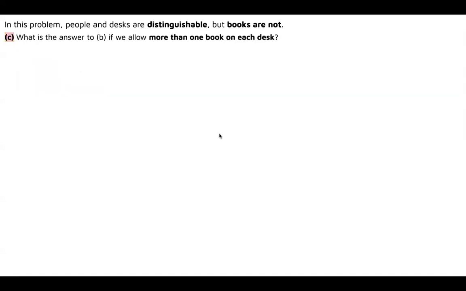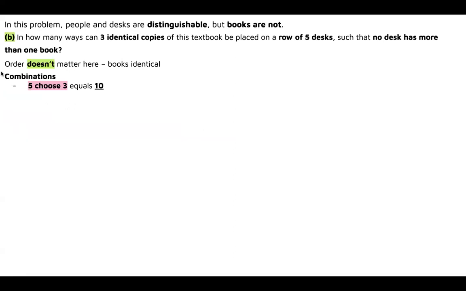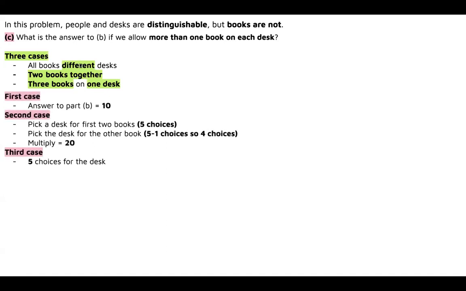What is the answer to B if you allow more than one book on each desk? So now we allow one book, two books, and three books. So our three cases will be all books on different desks, next two books together, and next one is three books on one desk. So, first case, this is the answer to part B. As you remember, part B says, in how many ways can three identical copies of the book be placed on a row of five desks such that no desk has more than one book? So this basically means that every book is on a different desk. So it's the same answer as part B.